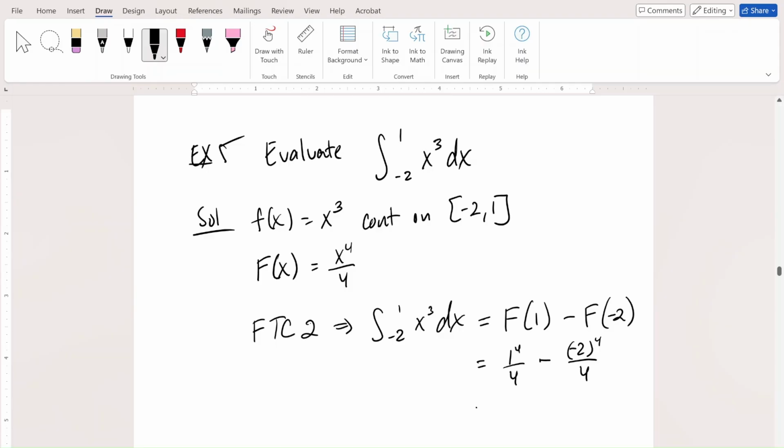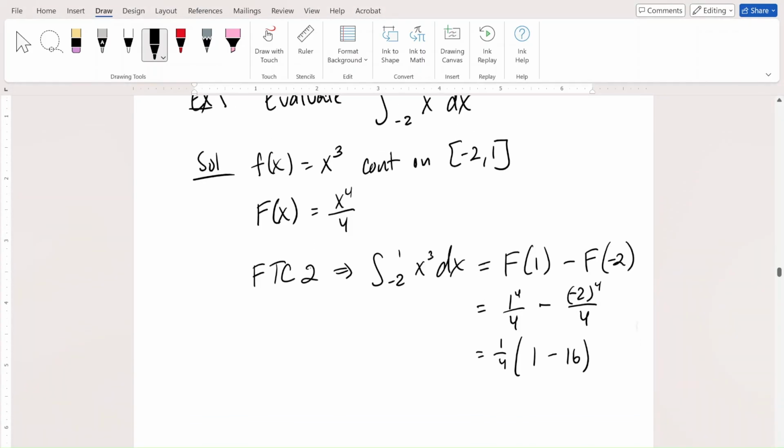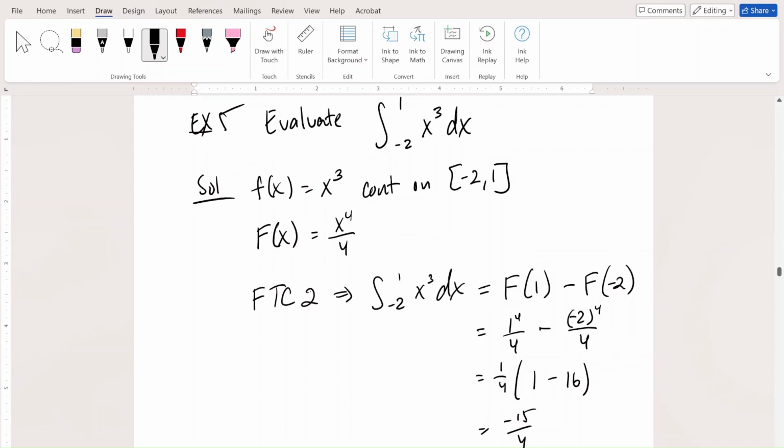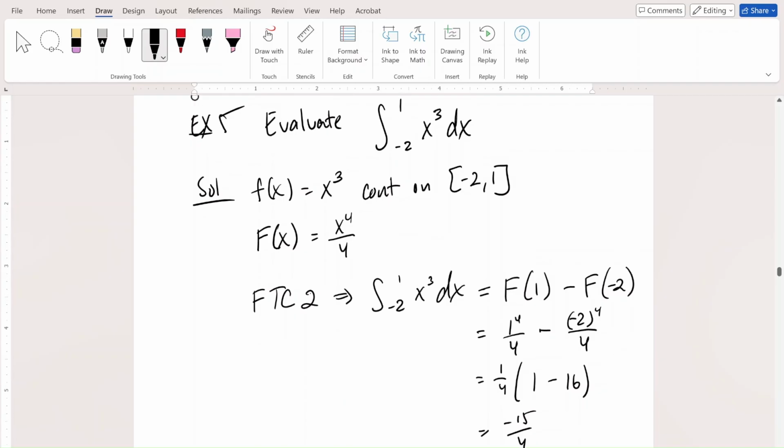And when you do that, I could factor out a 1/4 for simplicity first. So I get 1 minus -2 to the 4th, which is -2 times -2 is 4, times a -2 is -8, times a -2 is -16. No, +16, sorry. And so I really have 1 minus 16, so then that becomes -15 times the 1/4, so -15 over 4. So look at how nice my result is for finding the integral of this situation instead of trying to graph it and doing the limits of my Riemann sum.